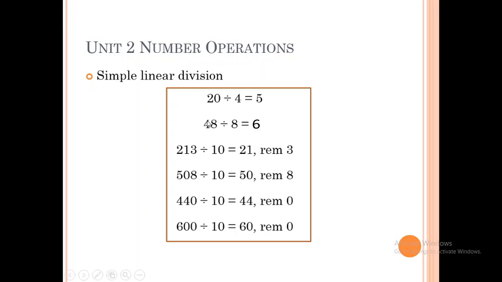This one also we have done last week. Division of one digit number, two digit number with a single number in linear method. 20 divided by 4, just read the table of 4 and you will get the answer. 4 5s are 20. 48 divided by 8, you will get the answer. 8 6s are 48.